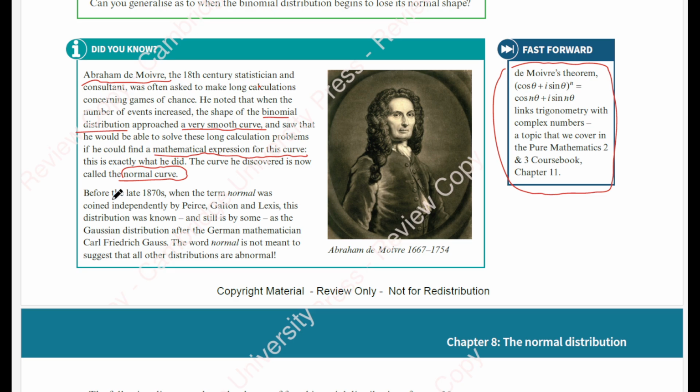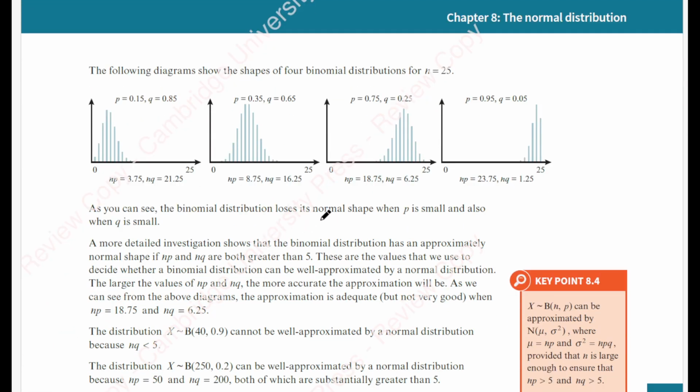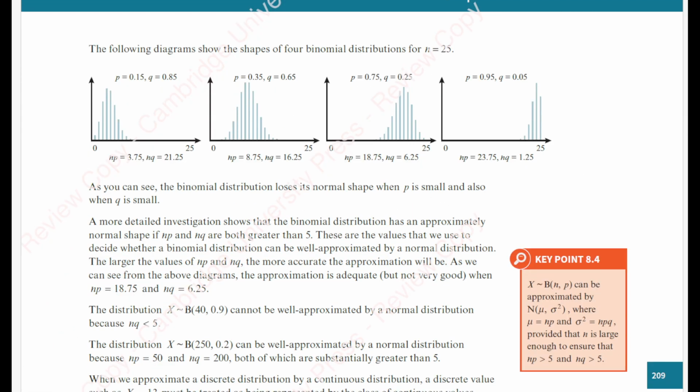But before that, in the late 1870s, the term "normal" was also used independently by several other mathematicians. And it doesn't mean that if you use "normal", all other distributions are not normal or abnormal. Please pay attention to that. Let's go further.